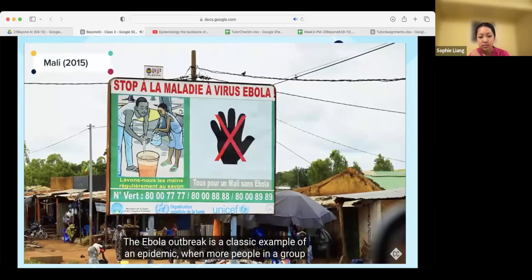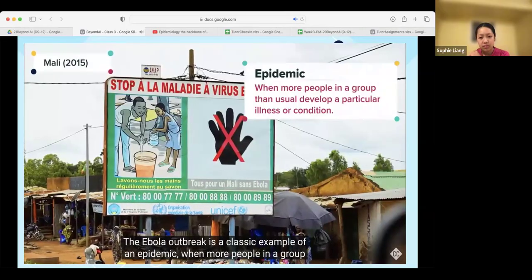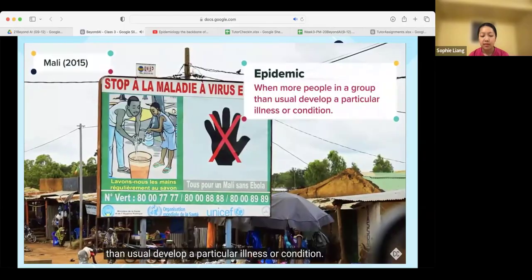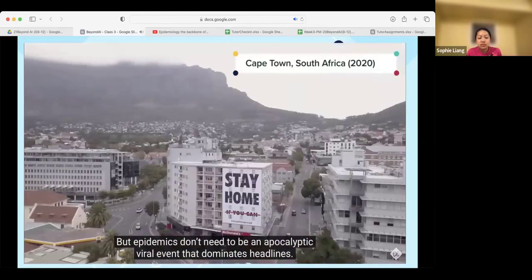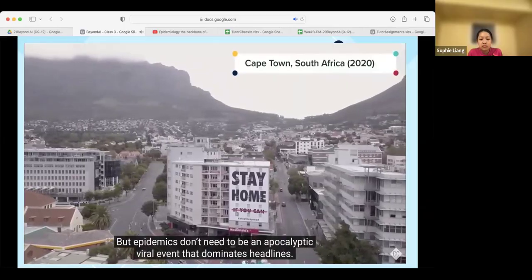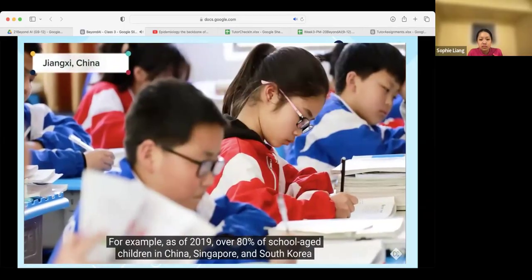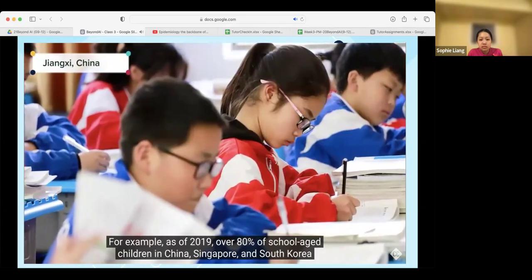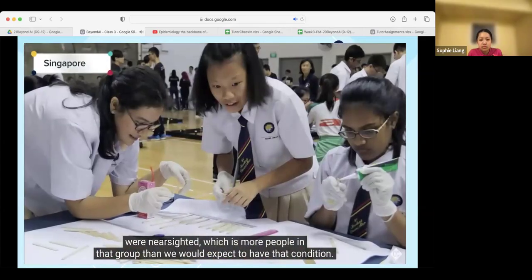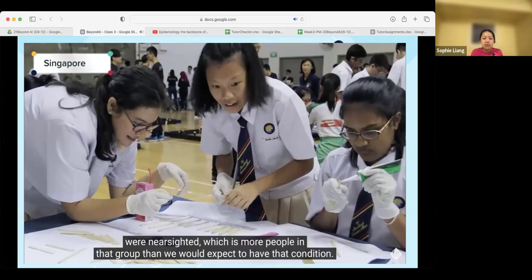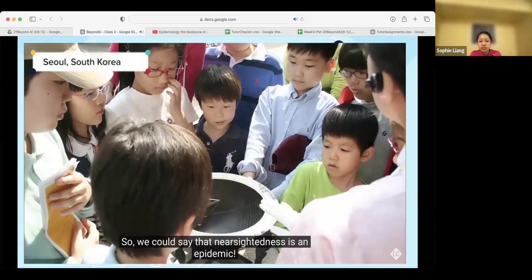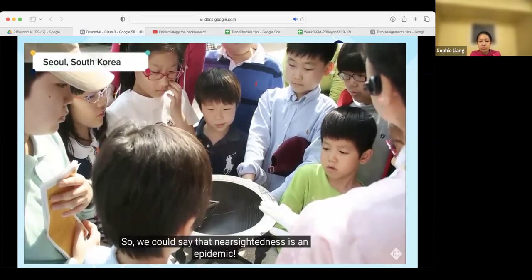The Ebola outbreak is a classic example of an epidemic, when more people in a group than usual develop a particular illness or condition. But epidemics don't need to be an apocalyptic viral event that dominates headlines. For example, as of 2019, over 80% of school-aged children in China, Singapore, and South Korea were nearsighted, which is more people in that group than we would expect to have that condition. So we could say that nearsightedness is an epidemic.